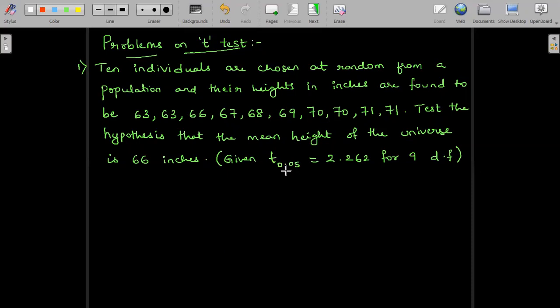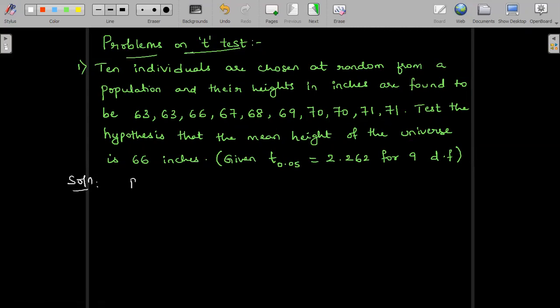Because t 0.05 is given for us, which is 2.262 for 9 degrees of freedom. Since n equal to 10, degrees of freedom nu is equal to n minus 1. So that is why we are writing down for 9 degrees of freedom, what is the value of t 0.05. Now let us see the solution.